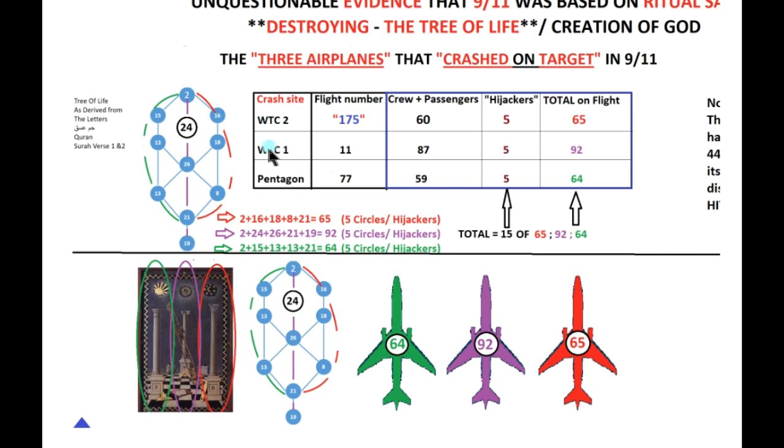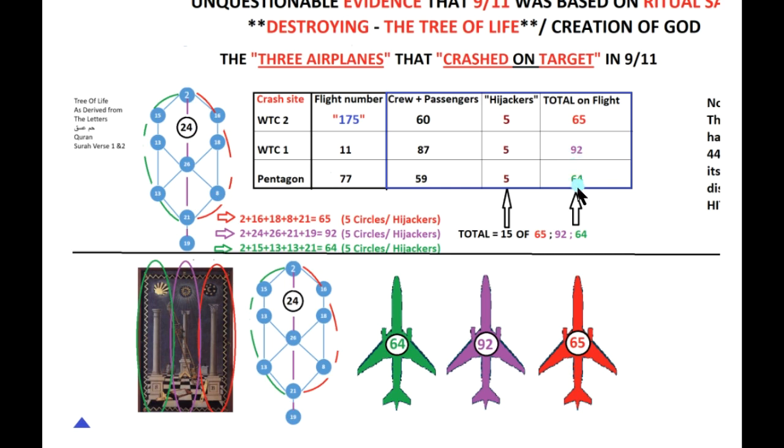There were 4 airplanes, but 3 of them hit their target. So we will be focusing on those 3 airplanes that actually hit the target. The 4th is of importance, but we will discuss it later in another video if we have enough time. Let's talk first about the 3 crash sites, WTC-2, WTC-1, and the Pentagon. They were hit by 3 airplanes.